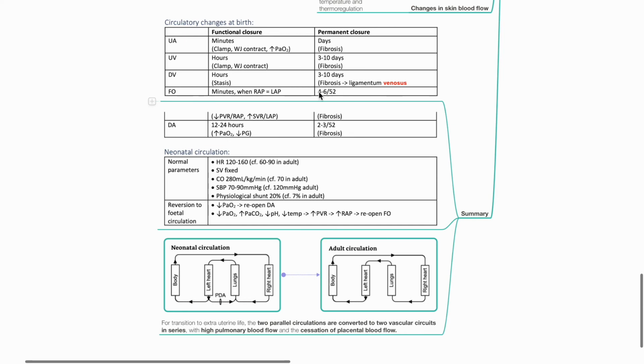Functional closure of the foramen ovale occurs within minutes. Permanent closure occurs within 4 to 6 weeks. Functional closure of the ductus arteriosus occurs within 12 to 24 hours, and permanent closure occurs within 2 to 3 weeks.